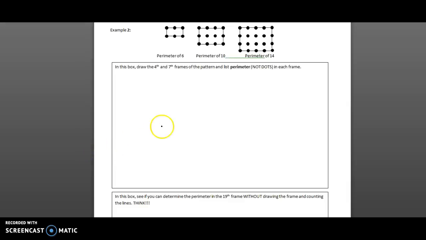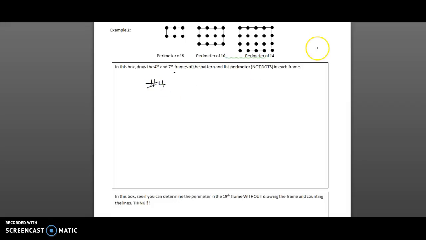Okay, here's our next screencast on making explicit formulas by looking at concrete patterns. So here's my new pattern up here at the top, and I'm going to do the same as last time. I'm going to make the 4th frame and the 7th frame just to highlight the difference between recursion and explicit formulas. I'm going to do the first one recursively.